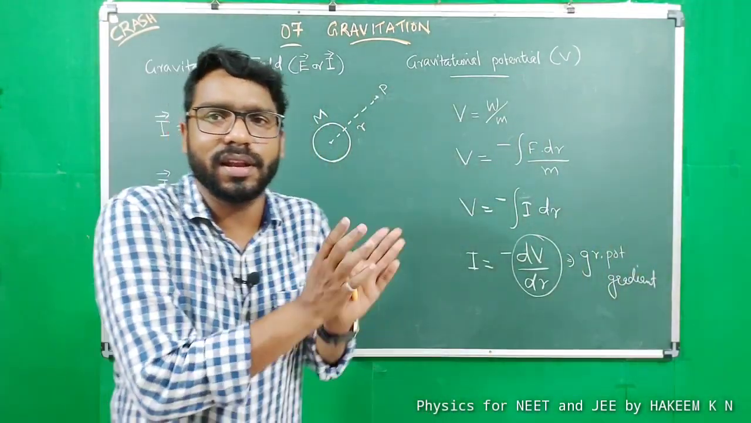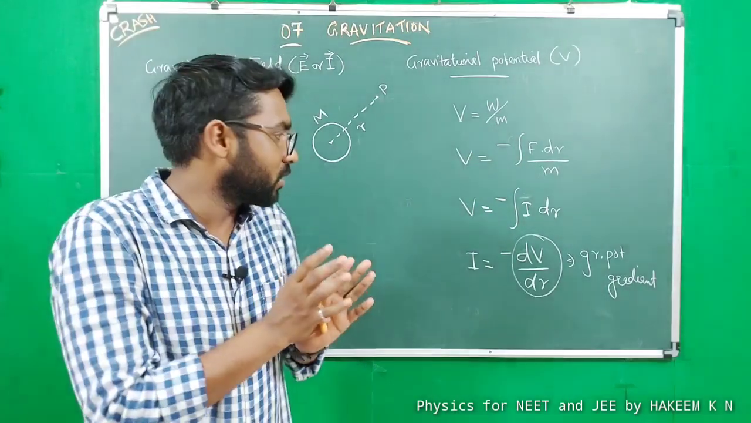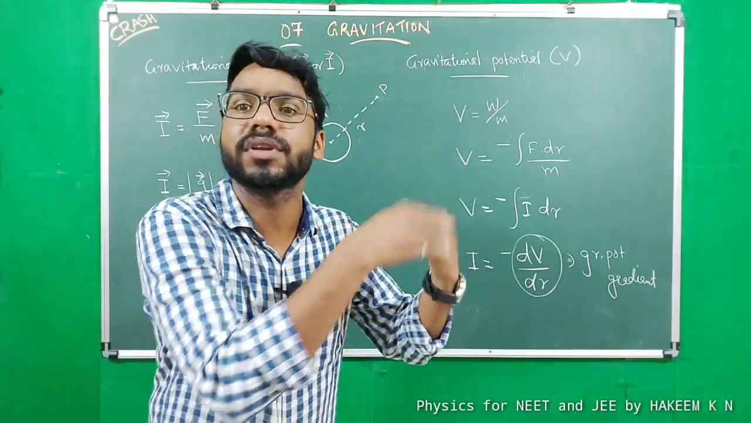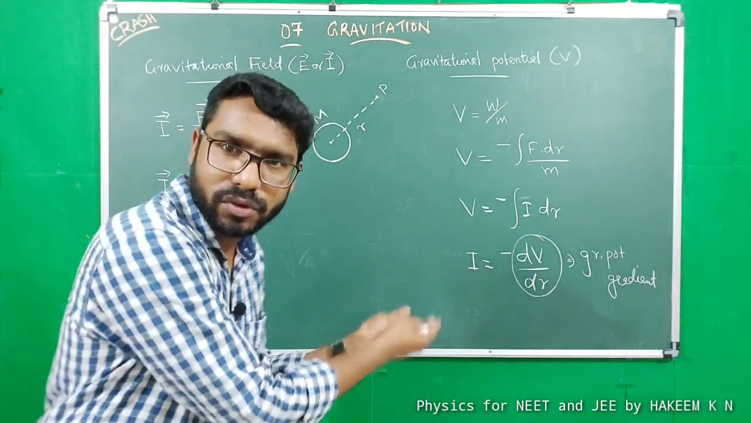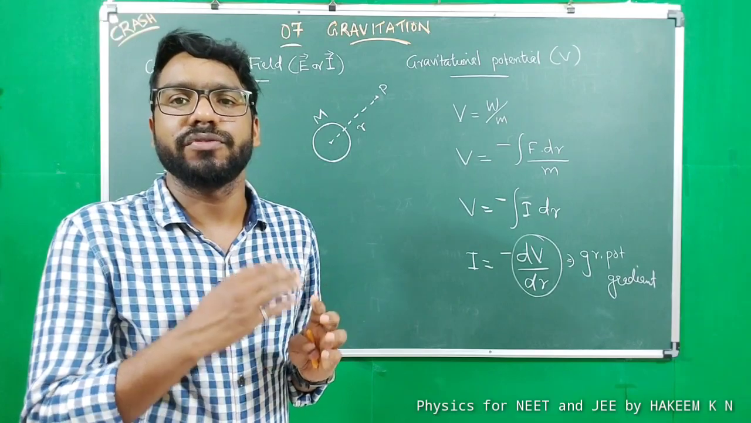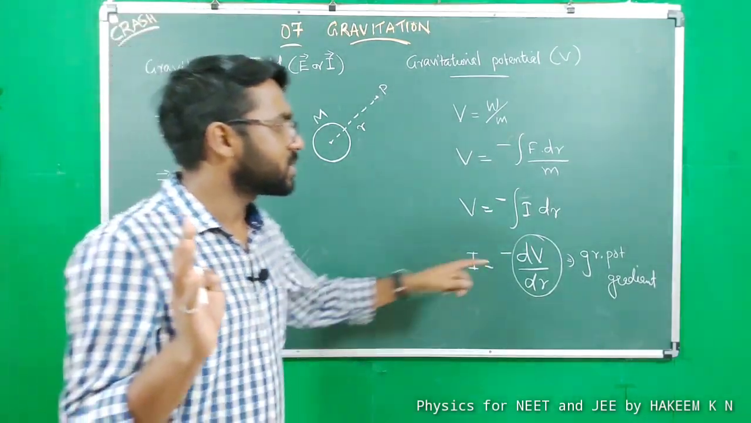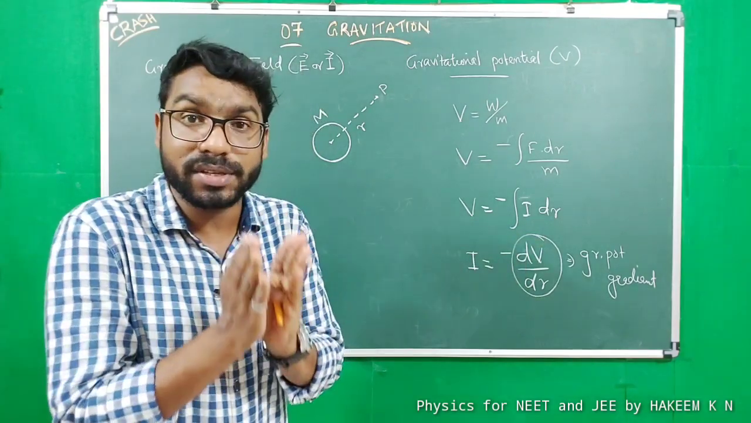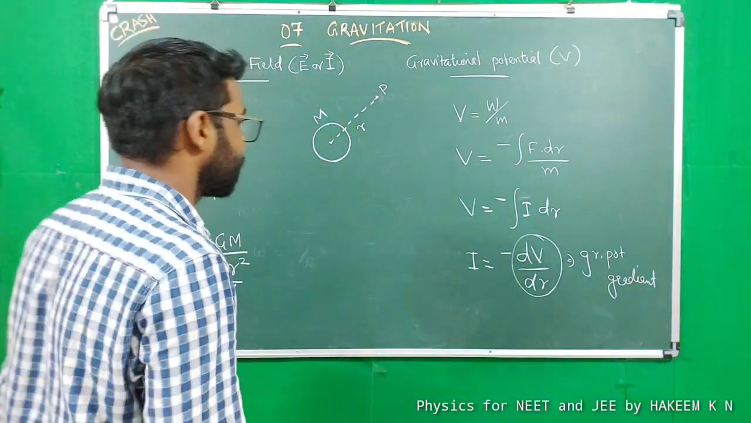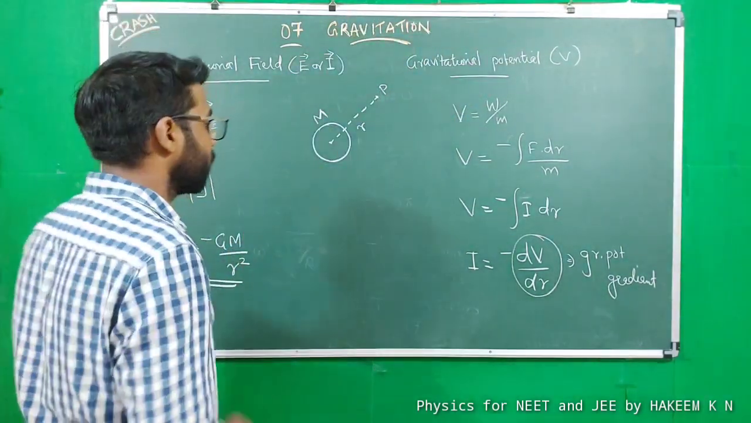Like you studied that electric field intensity equals negative of electric potential gradient, and magnetic field intensity equals negative of magnetic potential gradient, like that here also we can say gravitational field intensity is negative of gravitational potential gradient. Okay. Differentiation and integration we always take when there is a function. When there is a function, that means the field is not uniform.